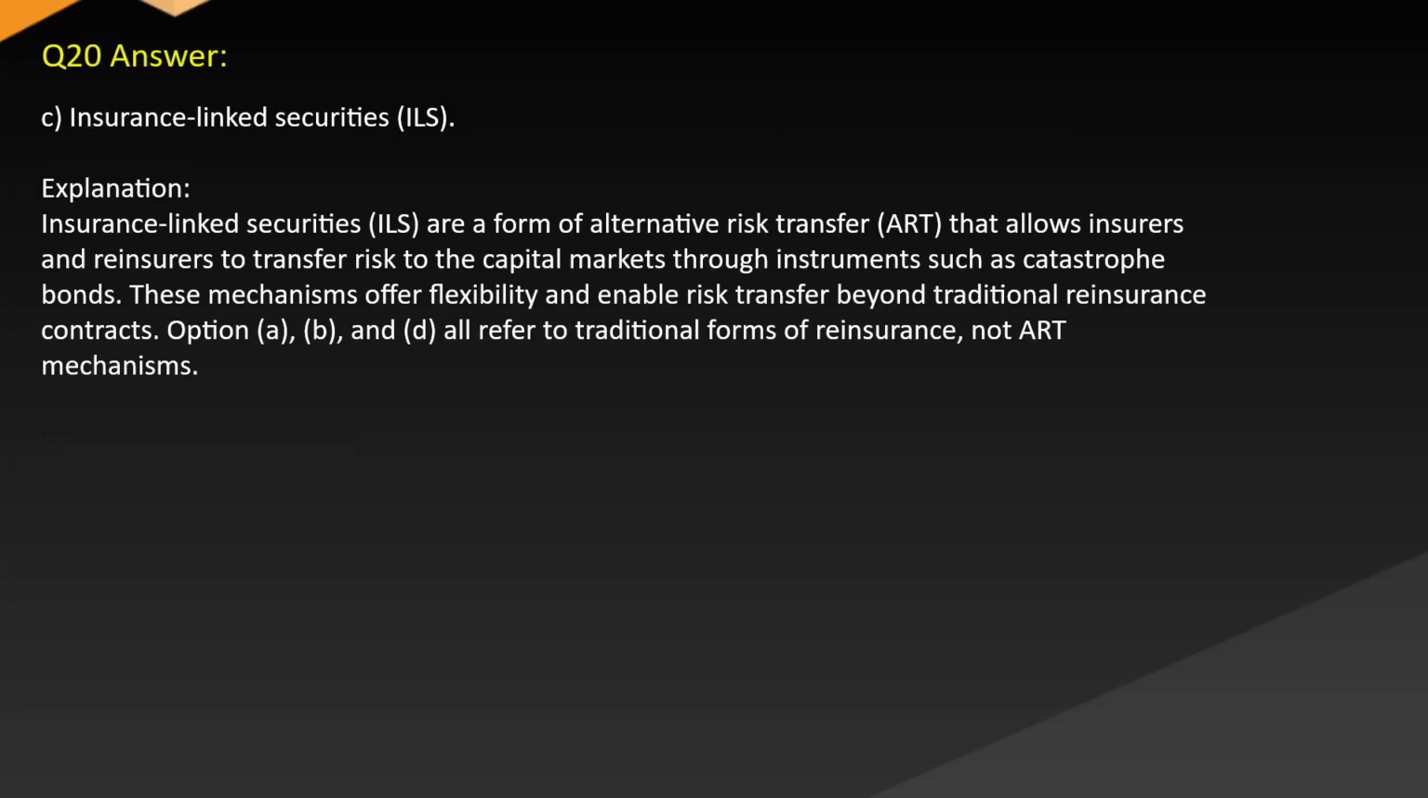Answer: C. Insurance-linked securities, ILS. Explanation: insurance-linked securities, ILS, are a form of alternative risk transfer that allows insurers and reinsurers to transfer risk to the capital markets through instruments such as catastrophe bonds. These mechanisms offer flexibility and enable risk transfer beyond traditional reinsurance contracts. Options A, B, and D all refer to traditional forms of reinsurance, not ART mechanisms.